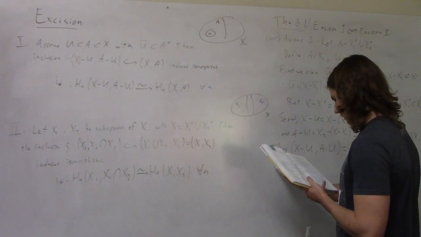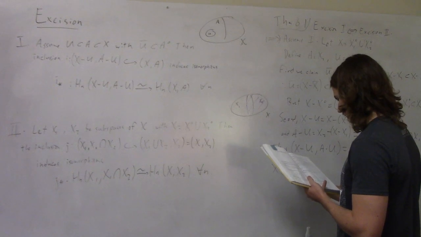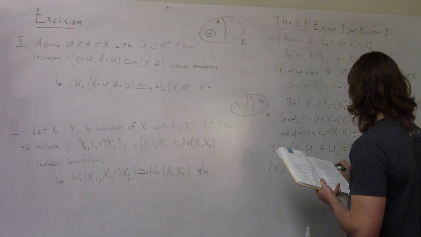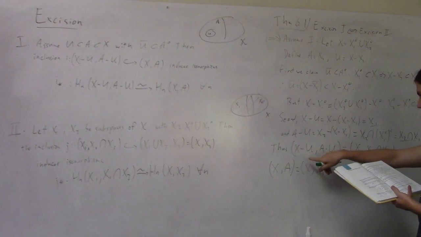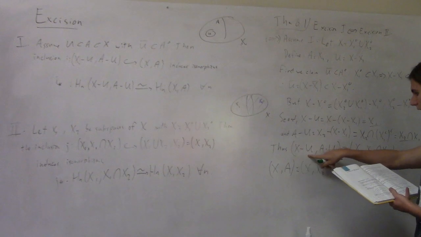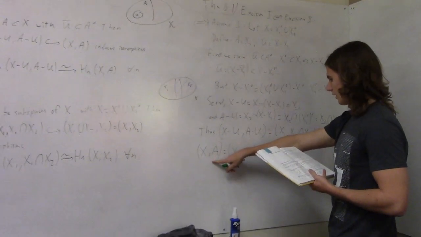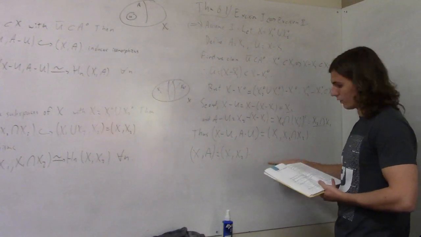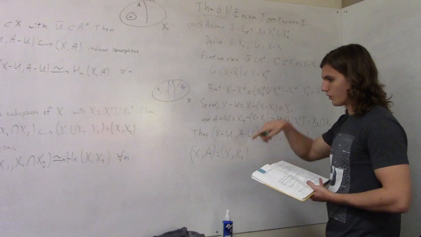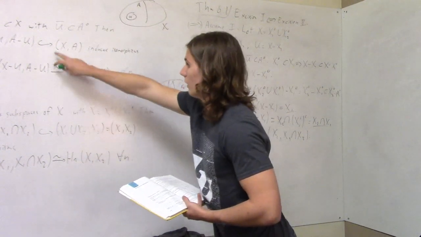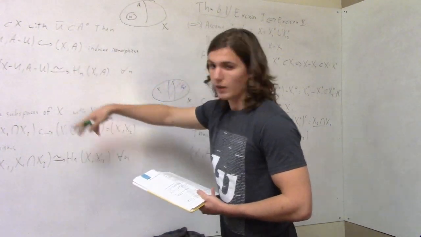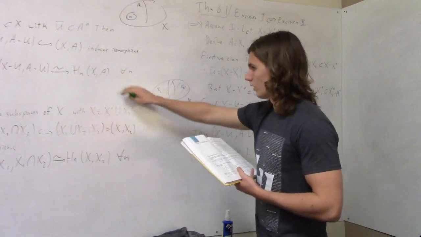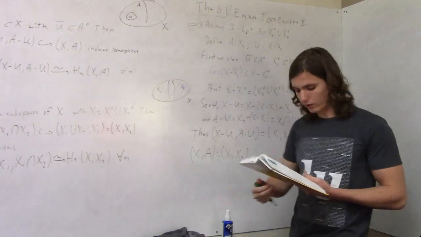Here it says that xa is equal to x2. So the inclusion from x minus u, a minus u to xa is the same thing as the inclusion from x1 intersect x2 to x2, so these inclusions are actually the same thing, and thus this being an isomorphism makes this also an isomorphism.